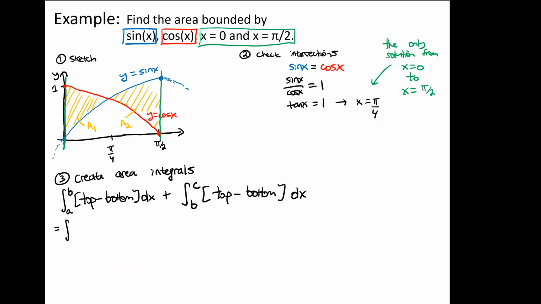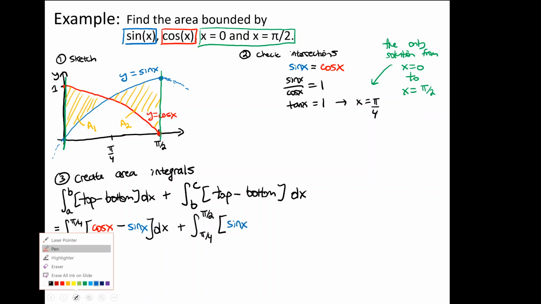So we're integrating from 0 to pi over 4 for the first region. And the top in the first is the red one, cos of x, minus the bottom in the first is sine of x. Now we're going from pi over 4 to pi over 2 of top minus bottom. So on the right, in the second area, the top is the blue one, sine of x, minus cosine of x.